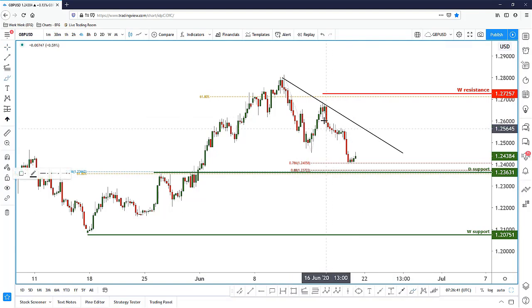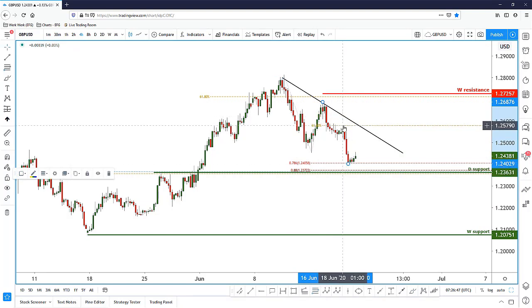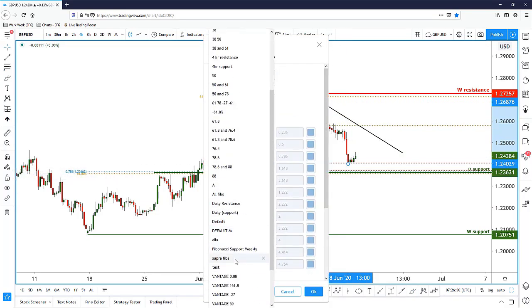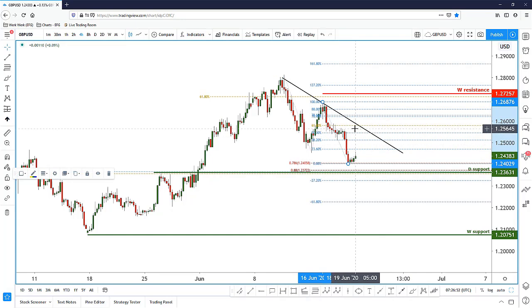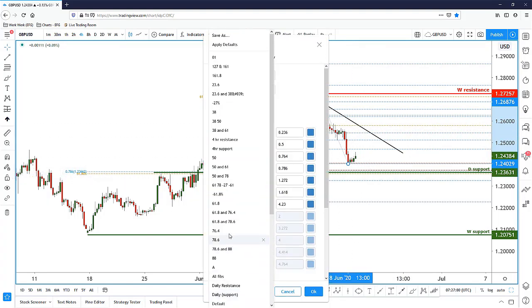Okay, so we see that there's actually a push down here, right? So we can use a Fibonacci retracement from the high to the low, and we just open all Fibonacci ratios just to see which Fibonacci ratio level actually lines up, both graphically and also with the trend line. So I see the 50% actually lines up quite nicely.